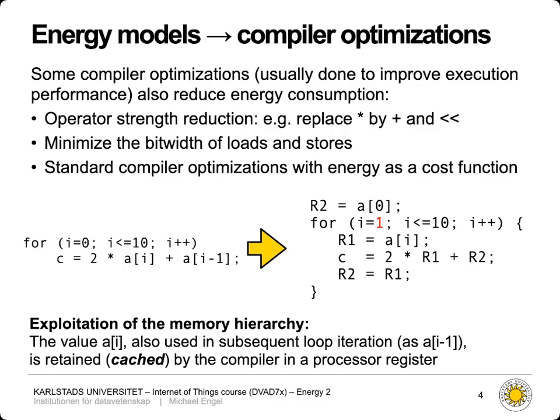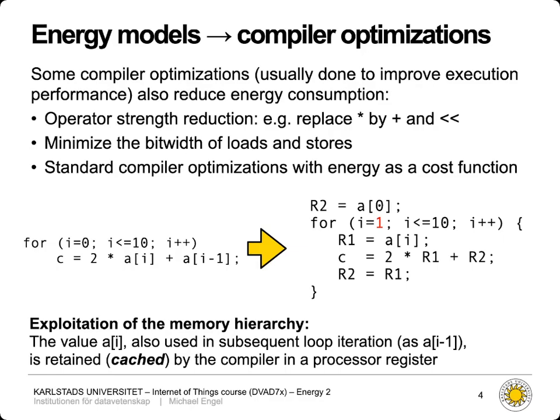Some other optimizations might also be useful. For example, there are optimizations that try to minimize the bit width of load and store operations. So if the bit width is lower, then of course we load less data from memory or store less data into memory. So the memory can save energy there. And in turn, we can try to devise standard compiler optimizations and use energy as a cost function for their use.